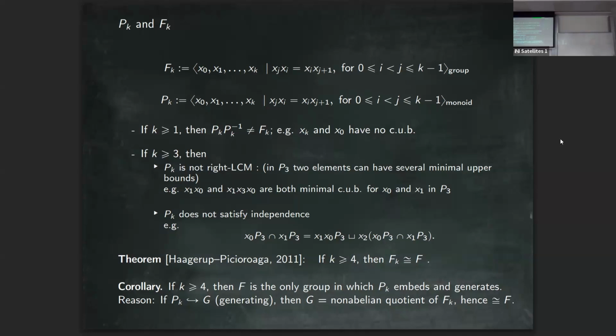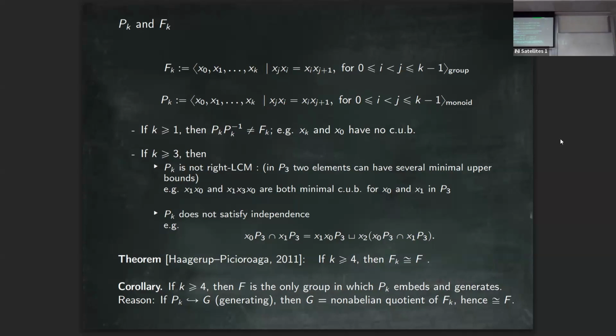Well, that's short-lived for F because it's a theorem of Hagler-Pompidou-Raga from 2011 that after k equals 4, Fk stabilizes at F. So you already reach your approximation at the fourth step. And that puts problems on the pKs too. Because as a corollary of that theorem, F is the only group in which pK embeds and generates.